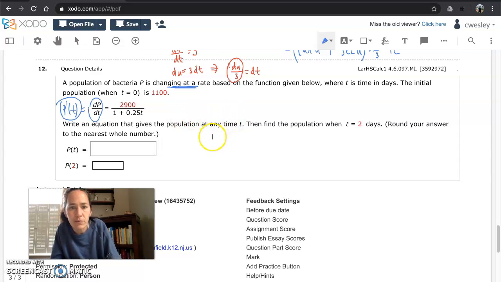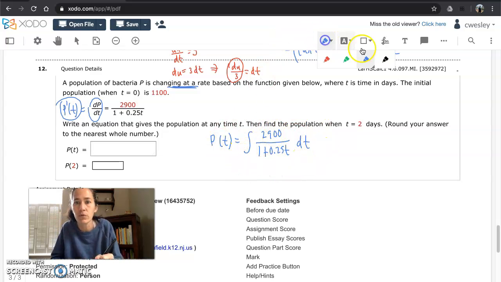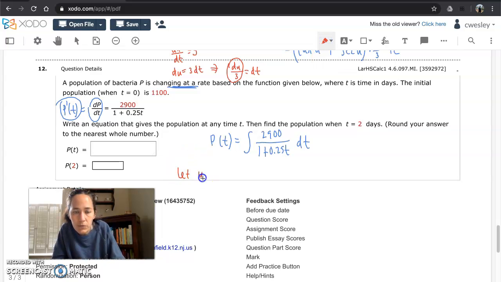So we want to find P of t, and we want to integrate that rate of change that's given, 2,900, or whatever your number would be, over 1 plus 0.25t, all taken with respect to t. Another problem where I just have to think in terms of t instead of what we're used to in terms of x. So let's let u equal something.